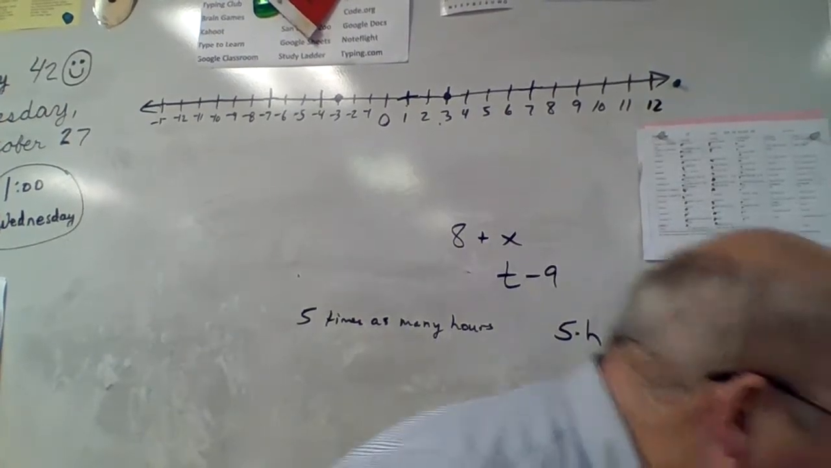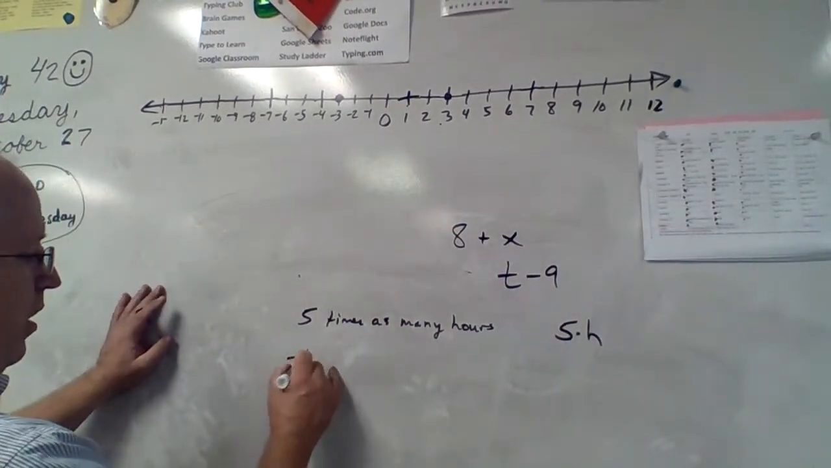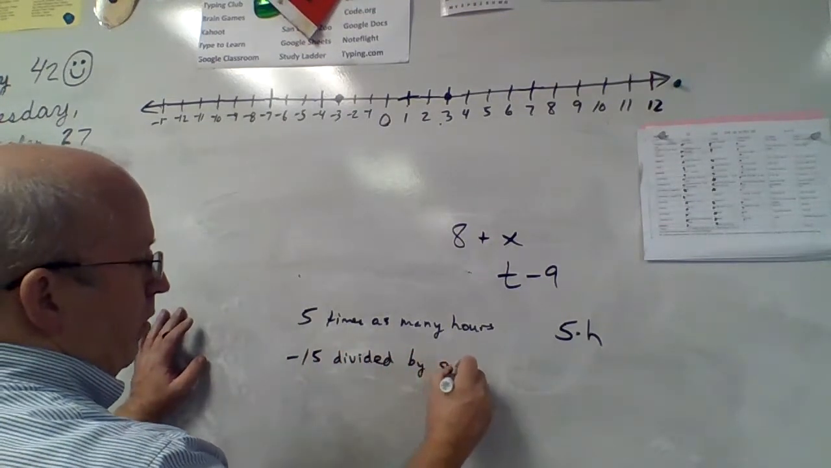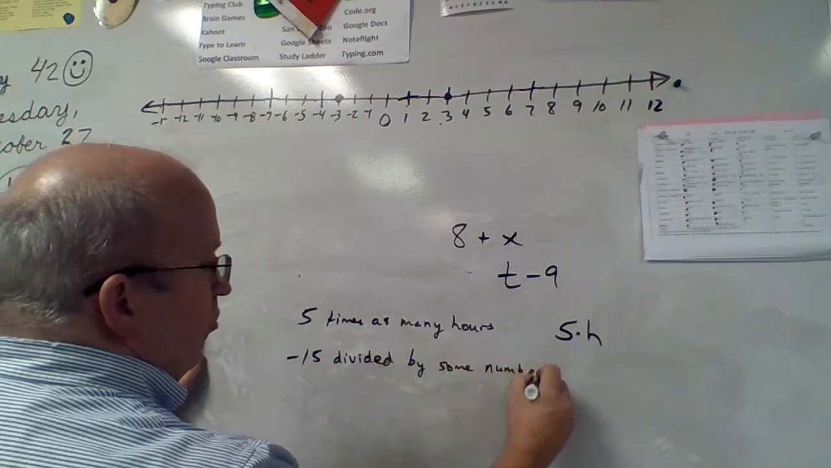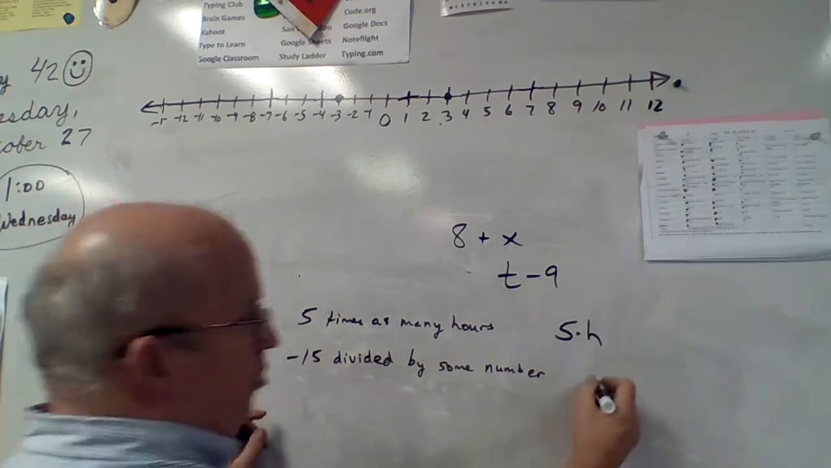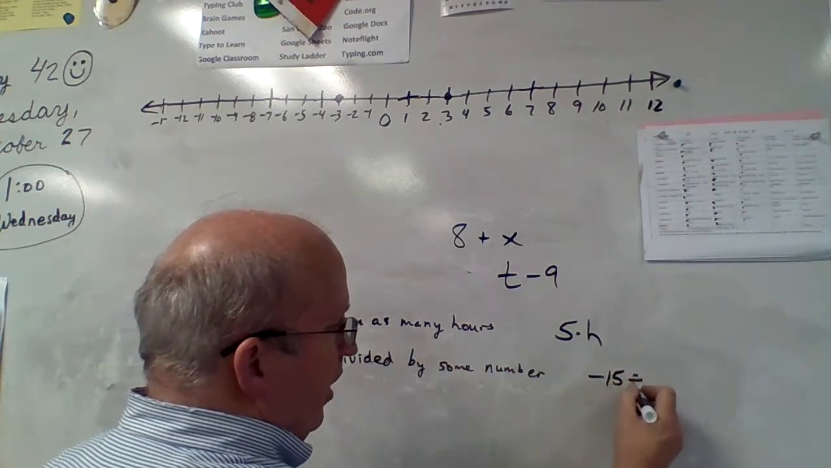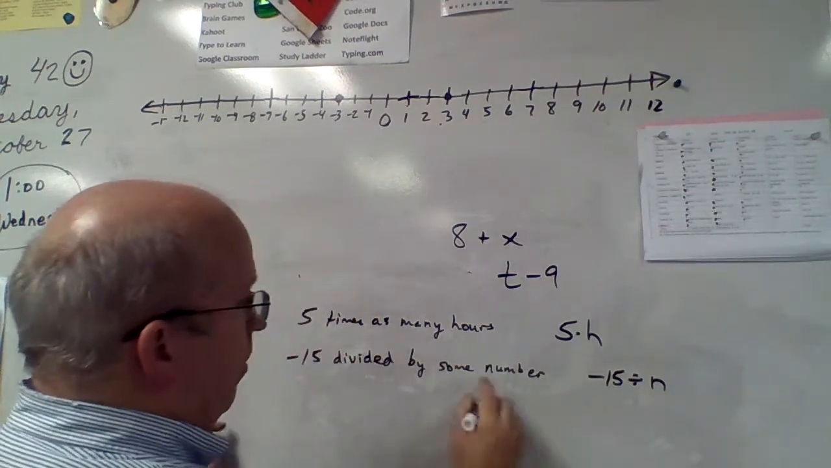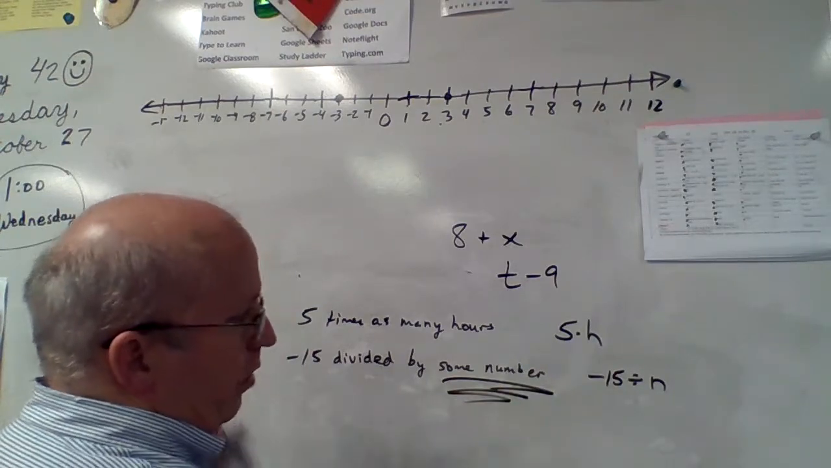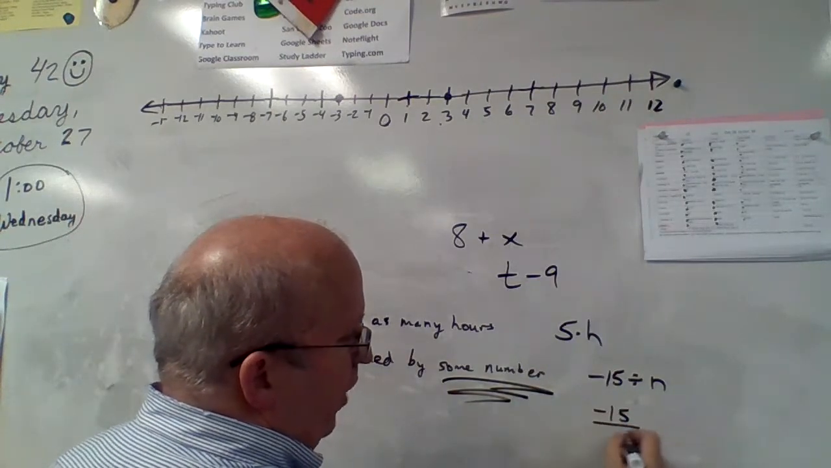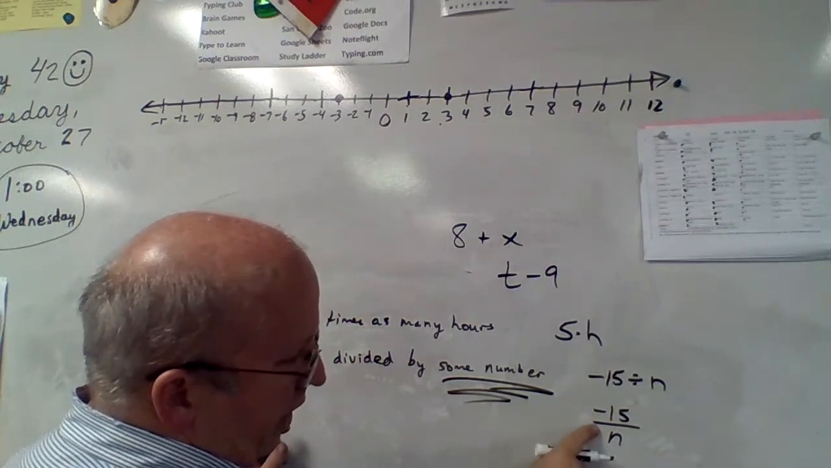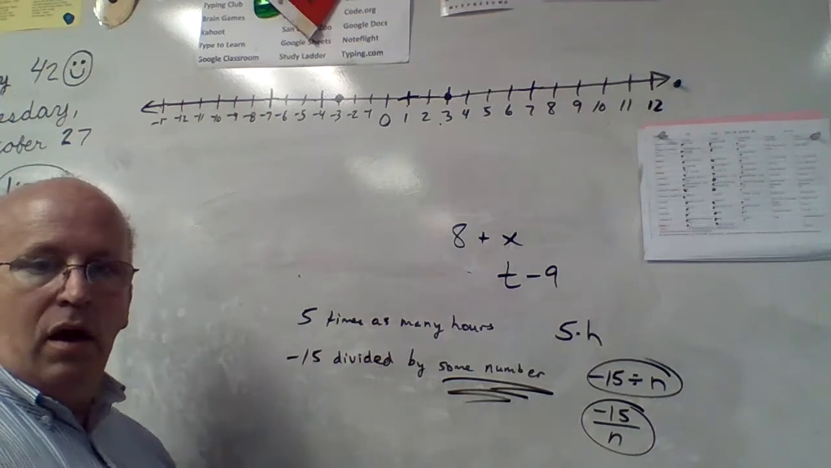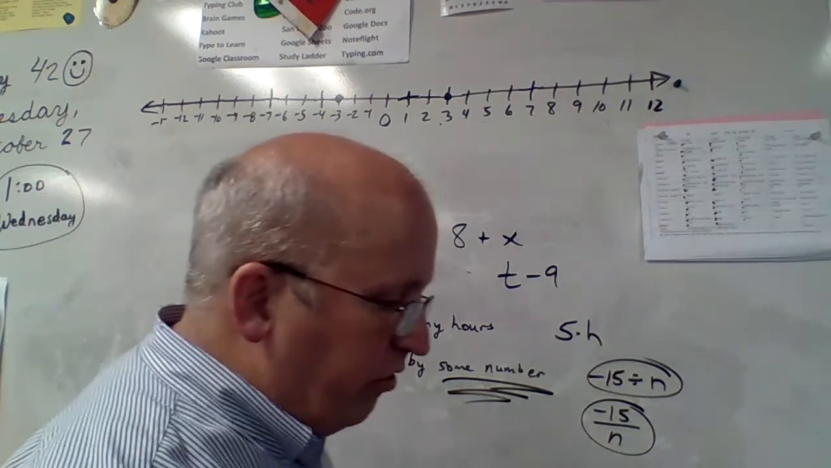Negative 15 divided by some number. Guess what? We can do this one 2 different ways. We can do negative 15 divided by some number. I'm going to call that n. We don't know what the number is, so we'll call it n. Or, you can also do it as a fraction. Negative 15 divided by n. Both of these mean exactly the same thing. A fraction bar is a division sign.